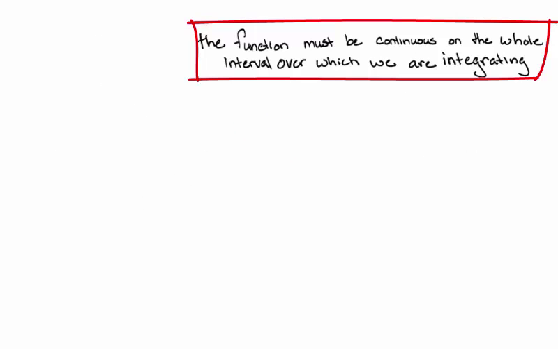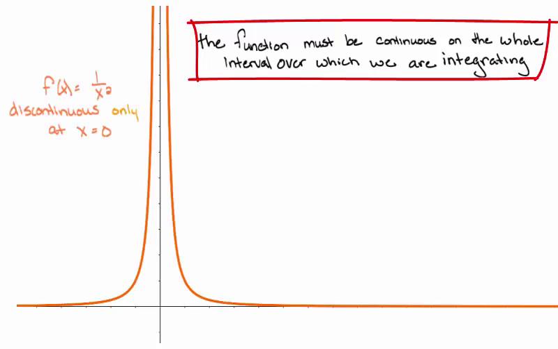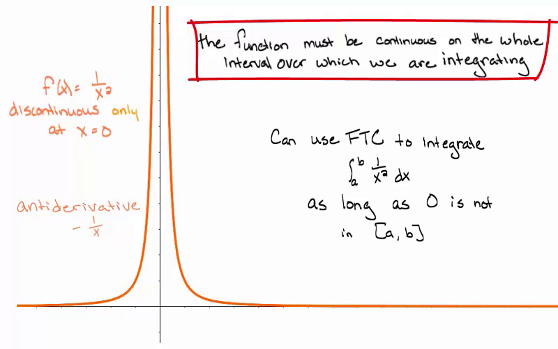Recall the hypothesis of the fundamental theorem. A function must be continuous on the whole interval over which we are integrating. For example, the function f of x equals 1 over x squared has only the discontinuity at x equals 0, and an antiderivative of 1 over x squared is negative 1 over x. We can use the fundamental theorem to integrate f as long as 0 does not lie between the boundaries.